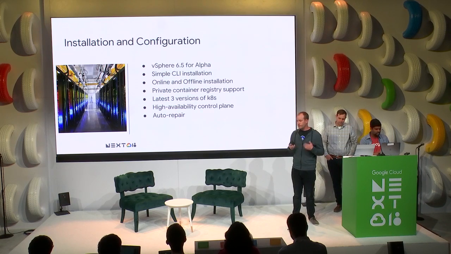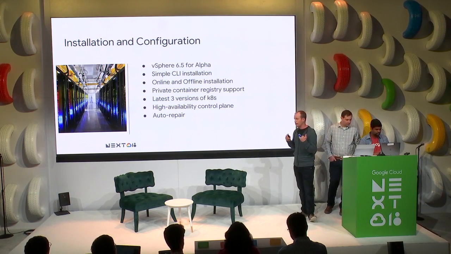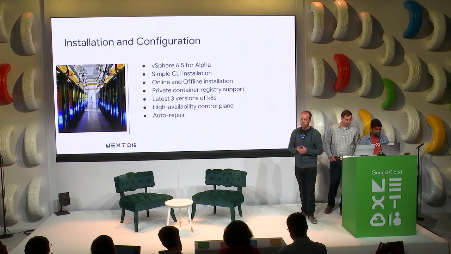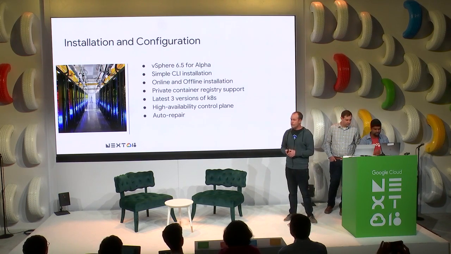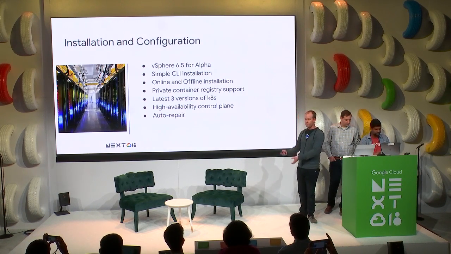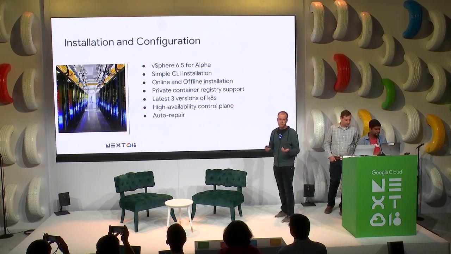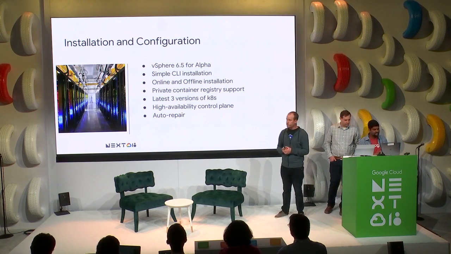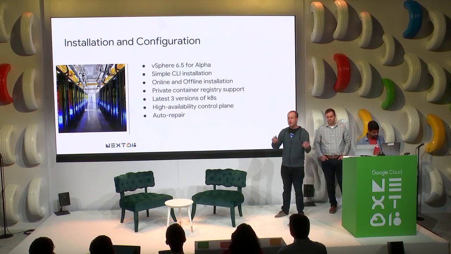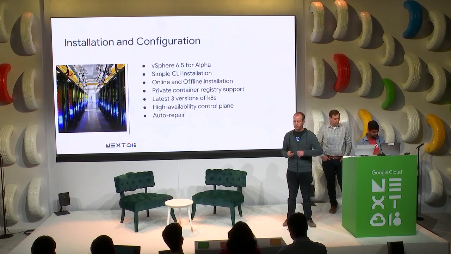So for installation and configuration, the early focus for us has really been getting on a vSphere environment for our alpha, which is going to be available in the fall. The primitives are really trying to come up with what is that GKE experience that we can offer. For the early versions that we have, we've been focusing on a nice CLI installation, supporting things like online and offline installation, private container registry support for people that are behind firewalls.